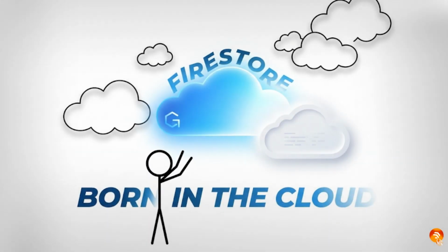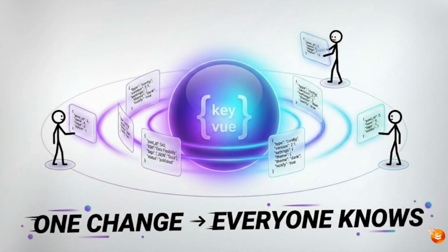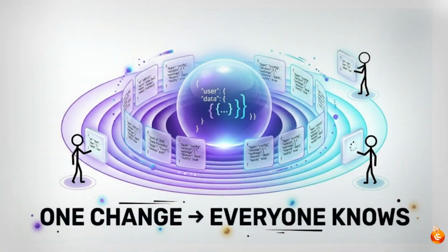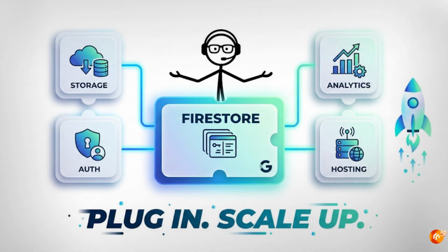Firestore. Firestore is a cloud-native document database developed by Google. It is designed for mobile and web applications that need real-time updates. Data is stored as documents organized into collections, and changes can be pushed instantly to connected users. Developers often choose Firestore because it integrates closely with other cloud services and simplifies the process of building scalable applications.